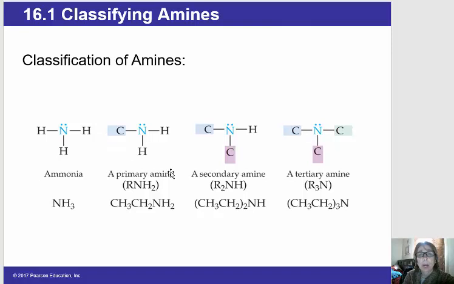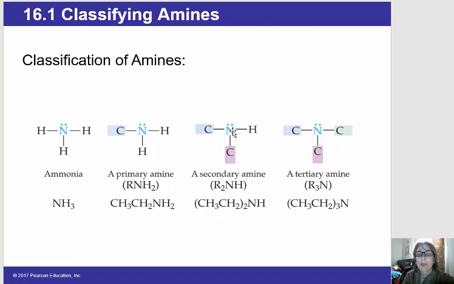So this graphic here shows you first ammonia, and then a primary amine. Here's our general format where there's a carbon-containing group directly bonded to the nitrogen. And here is the formula of a primary amine down here, where we have an ethyl group bonded to the nitrogen. And by the way, the name of this is ethylamine. Secondary amine, two carbon-containing groups directly bonded to the nitrogen. And here's an example down here of a secondary amine, diethylamine. And then a tertiary amine has three carbon-containing groups directly bonded to that nitrogen. And our example down here is triethylamine.